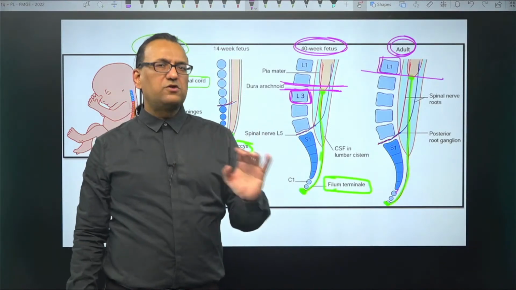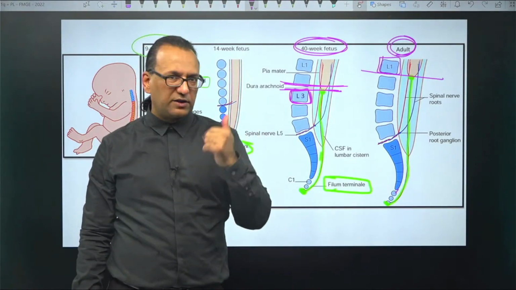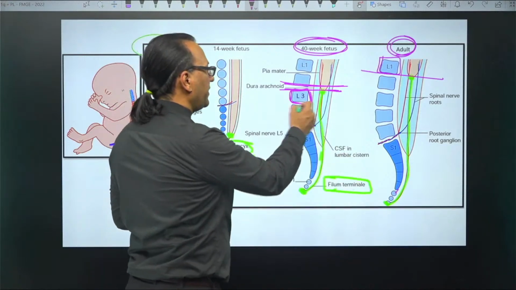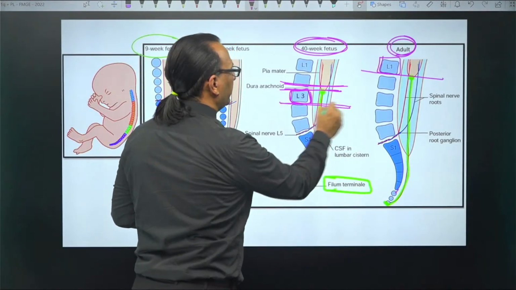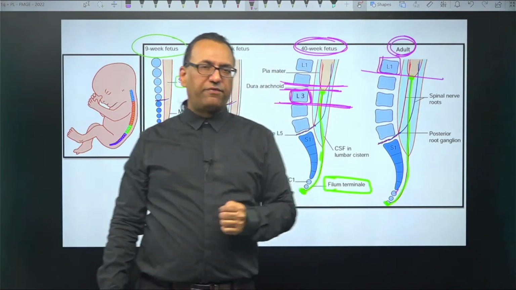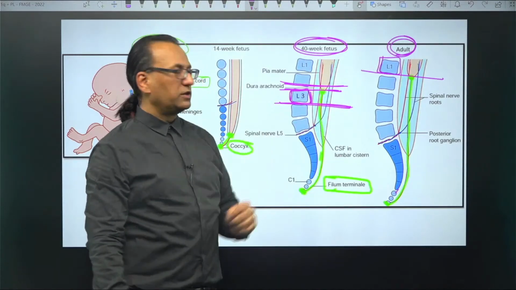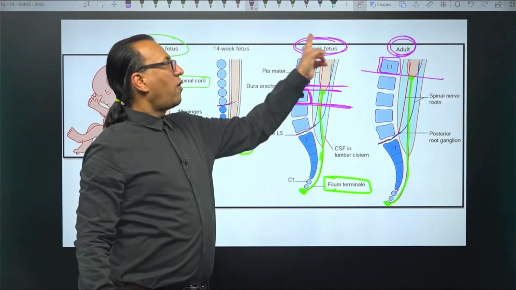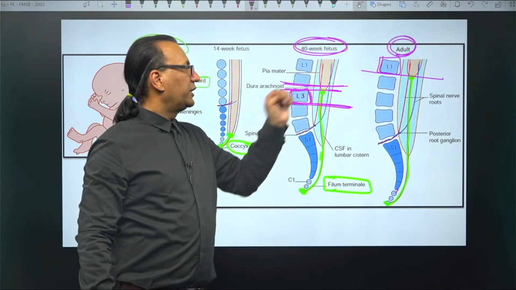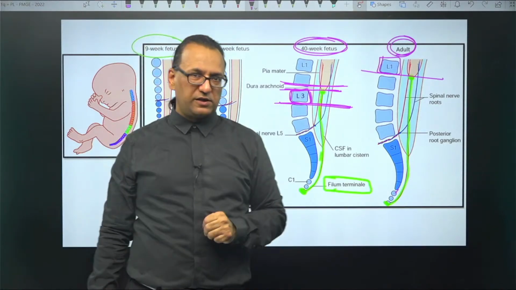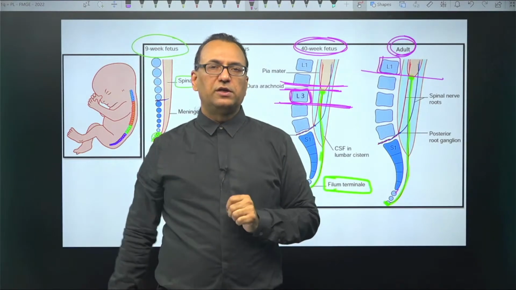Now that is not the end of the controversy. There are some books which will say it is terminating at the lower border of L3 vertebra. That is definitely a controversy. So what should I choose? In a newborn baby, where is the termination of the spinal cord? I have 3 answers in 3 different standard textbooks.